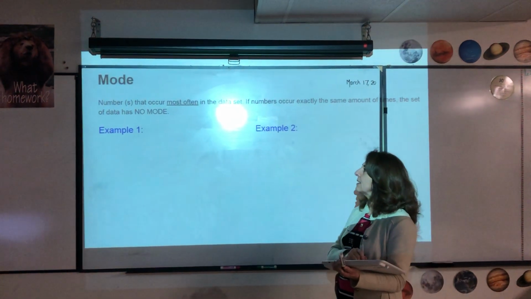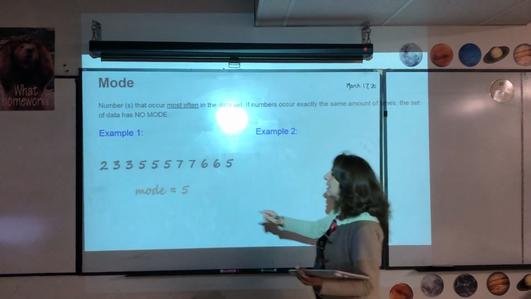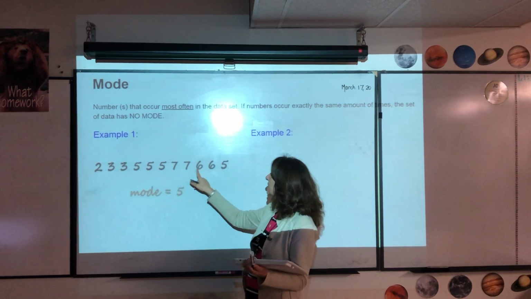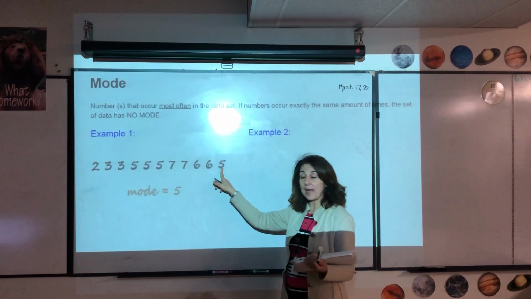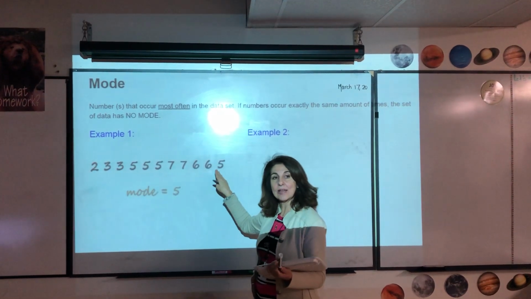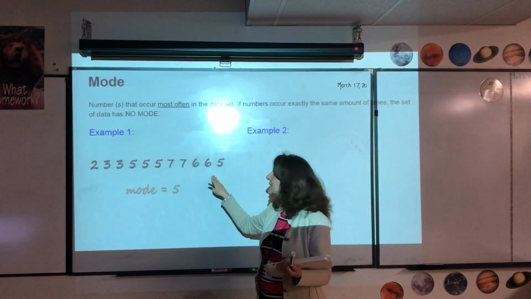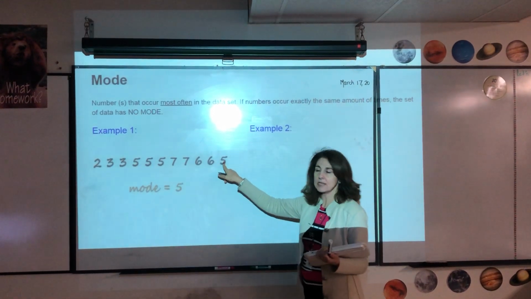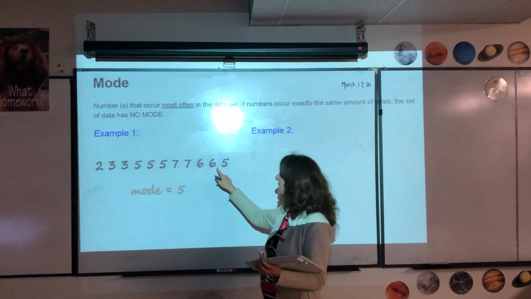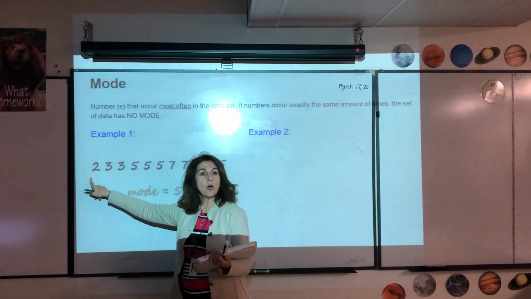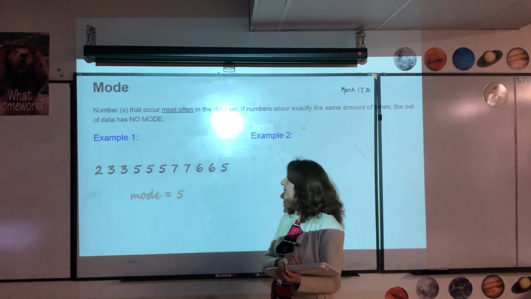So let's see one example here. Let's see, we have 2, 3, 3, 5, 5, 5, 7, 7, 6, 6, another 5. So the number in this data set that occurs more times is the number 5. It occurs 1, 2, 3, 4 times. And all the others happen less. 2 for 6, 2 for 7, 2 for 3, and only 1 for the number 2.